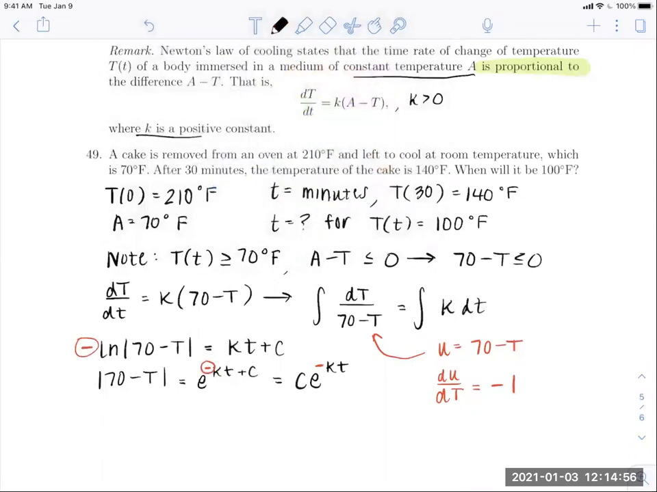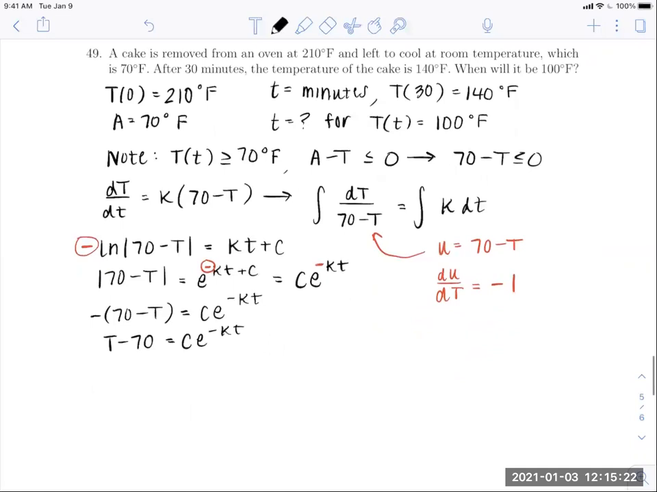All right, so now what I had mentioned was, since 70 minus T is indeed less than or equal to 0, I need to pay for that absolute value here with a negative sign. So this is negative (70 minus T) equals c e to the negative kt. So in other words, T minus 70 equals c e to the negative kt. All right, so finally I can add that 70 over, and I have my general solution. T of t is 70 plus c e to the negative kt.